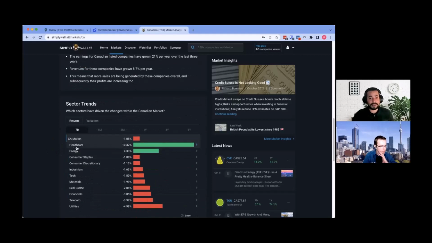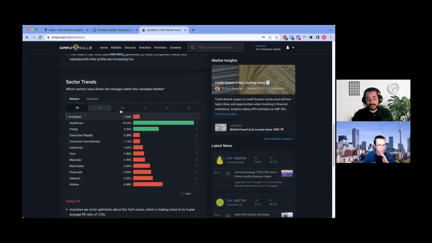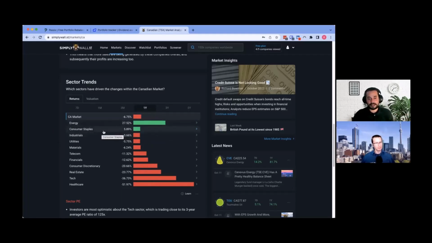So in this case, the Canadian market, maybe we won't look at the past 7 days. Maybe we look at the past 3 years. Actually, let's look at what's going on in COVID. As you can see, in the Canadian markets, what's been driving the sectors has been consumer staples and energy. I was a bit shocked to see that healthcare wasn't driving the overall market. And that's from a returns perspective.